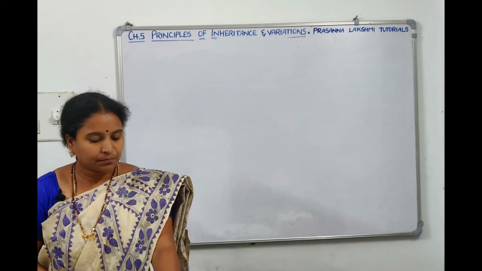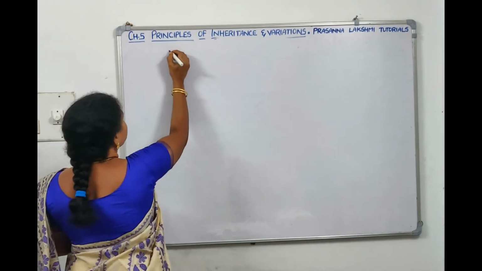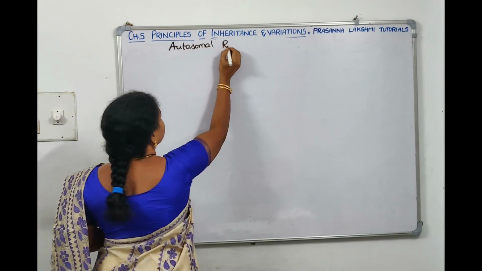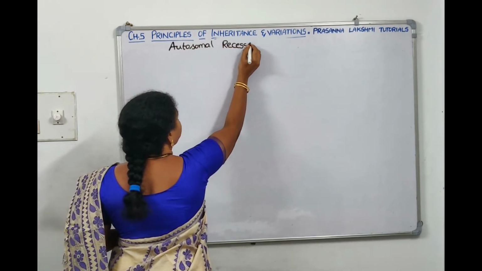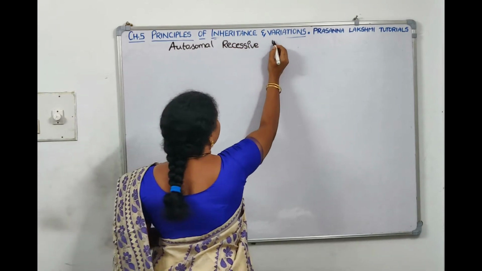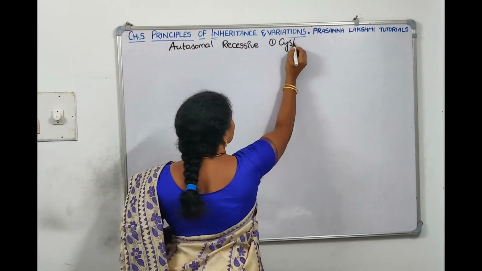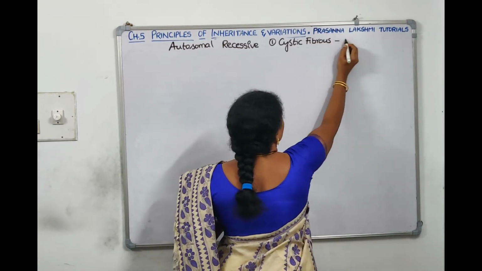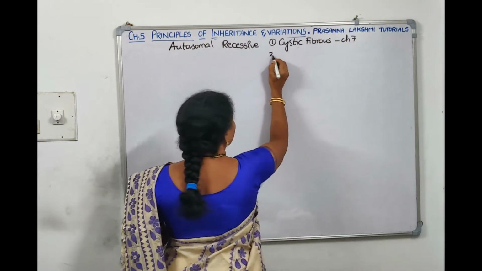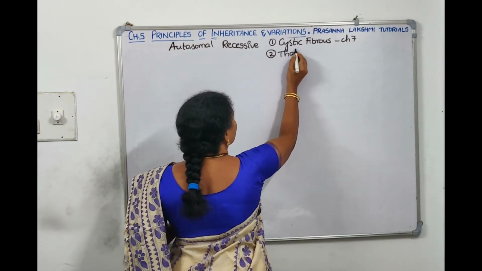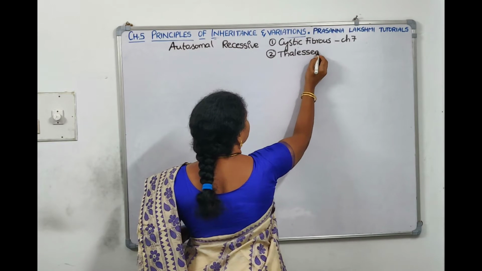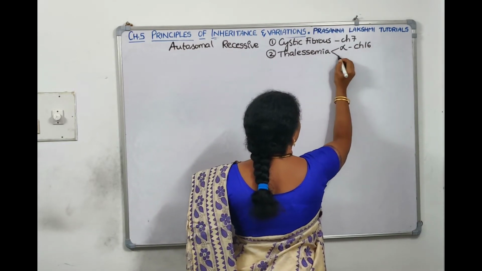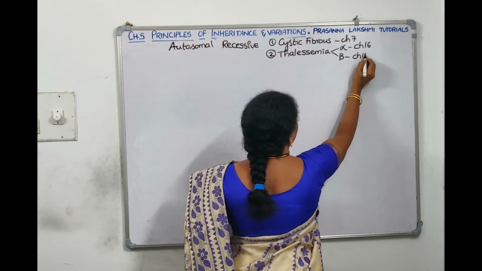We are talking about autosomal recessive disorders. We completed 2 examples. The first example is cystic fibrosis. The gene is located on chromosome number 7. The second one we just now completed, thalassemia. For alpha, it is located on chromosome number 16. Beta, it is located on chromosome number 11.